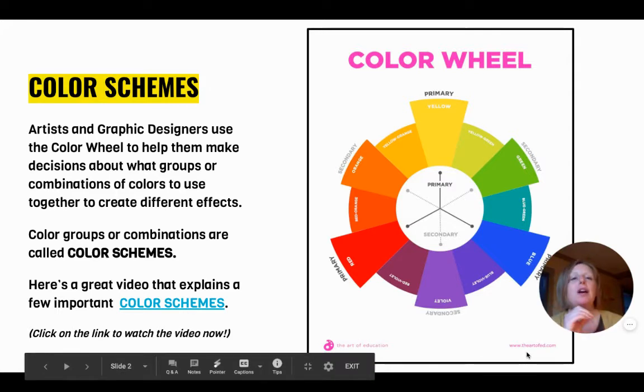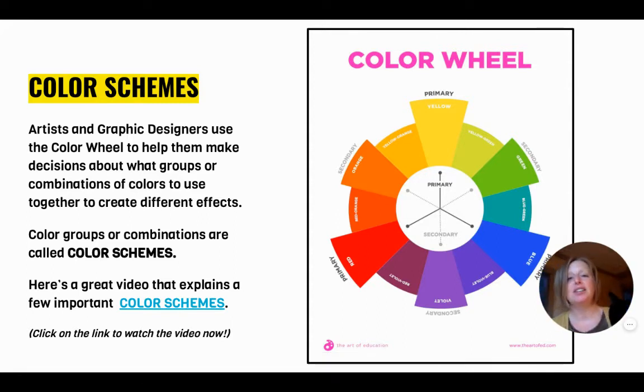So this week we are going to talk about color. Last week we didn't add color. This week it's all about color, and specifically color schemes. Now, artists and graphic designers use the color wheel that you see here to help them make decisions about what groups or combinations of colors to use together to create different effects. And those color groups or combinations, those are called color schemes.